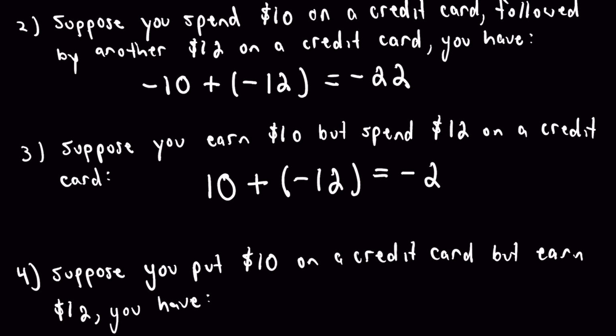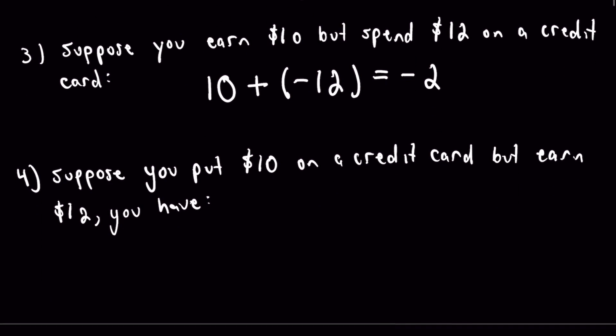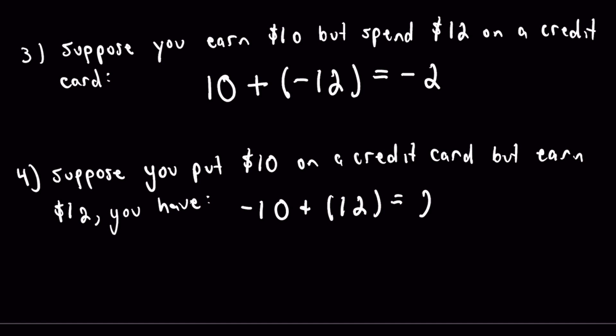And lastly, suppose you put $10 on a credit card and you earn another... I wrote that as positive 10. Let me be careful there. So suppose you put $10 on a credit card, but you earn $12. Well, in this case, now you would be $2 ahead. So you would have $2 in the bank. You wouldn't owe anyone anything at that point.